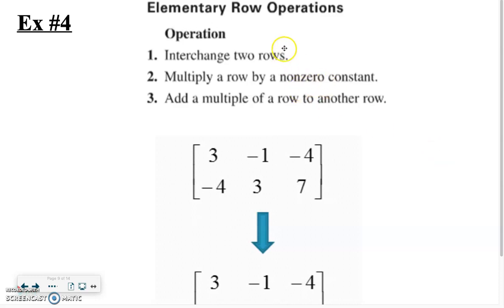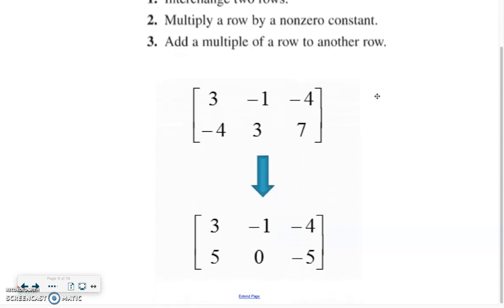Okay, so our row operations, the options that we have: we could interchange rows, you could multiply by a non-zero constant, you could add a multiple of a row to another row. So this time, do we all agree that to go from the 2x3 matrix to the new 2x3 matrix, row 1 stayed the same, doesn't it? So we're targeting row 2.